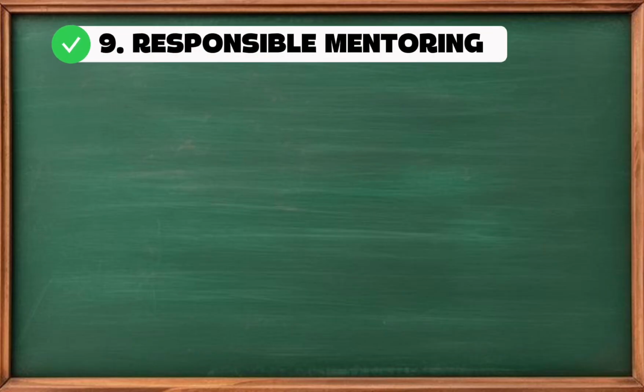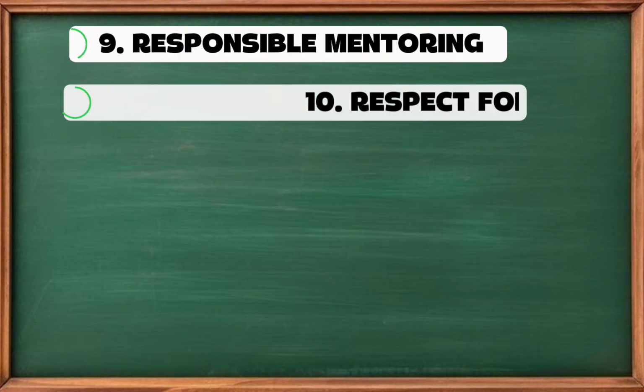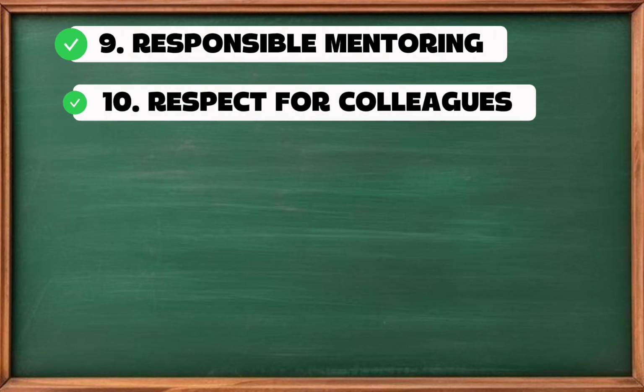We also have others. Responsible mentoring, which means that the researcher should teach responsible conduct of research and share professional knowledge and skills, especially to new or less experienced researchers. Number 10. Respect for colleagues. The researcher should show courtesy to his or her colleagues by treating them equally and fairly.